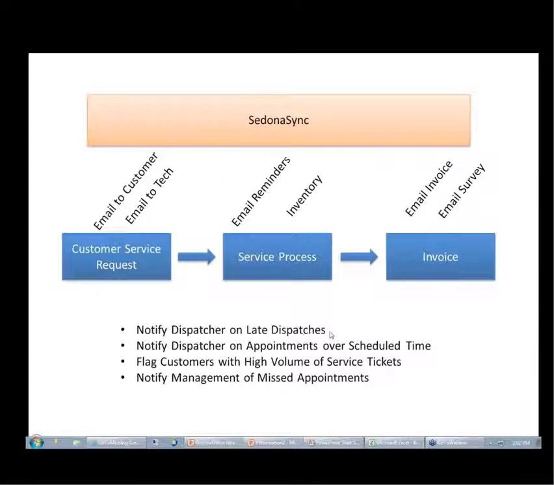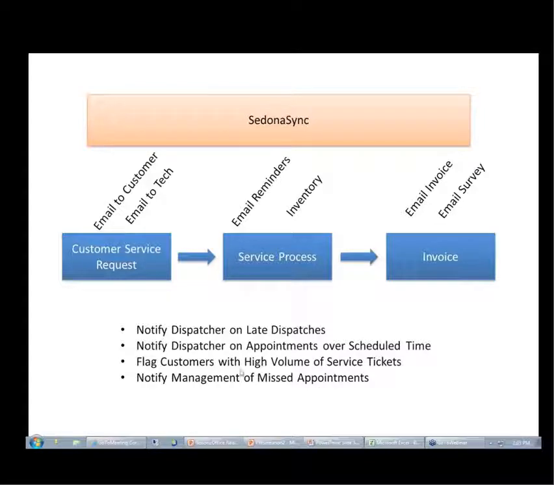So if a call is scheduled for 10 a.m. and you set a 60-minute threshold, it's now 11 a.m. and the appointment hasn't been dispatched, let the dispatcher know. Maybe you want to notify a dispatcher when an appointment is over its scheduled time. So you schedule an appointment for 60 minutes, but the technician's now been there for 120 minutes. Well, this is going to mess up your schedule for the rest of the day and potentially have an impact on your next call. So notify the dispatcher when someone's been on site for more time than they were supposed to be there.